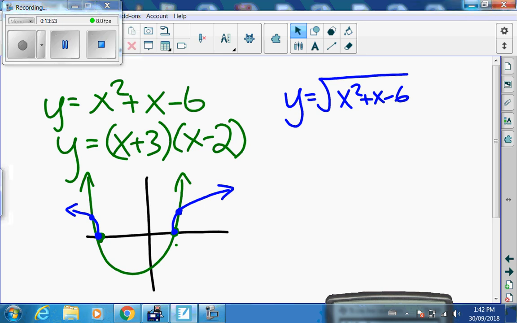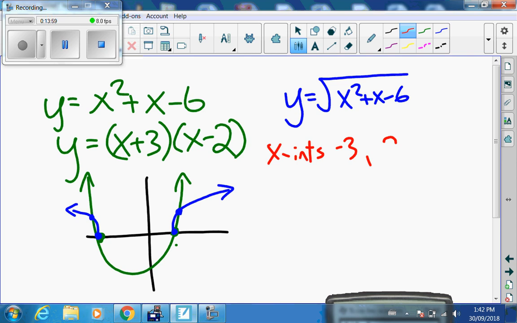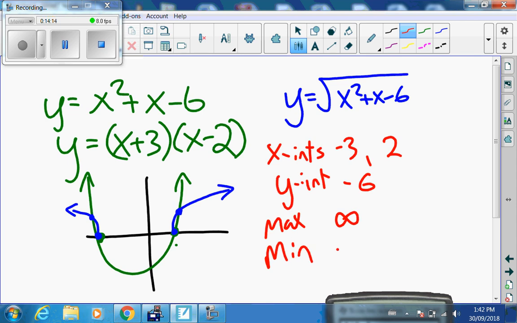Now, the x-intercepts are at -3 and +2. The y-intercept is at -6. The max value is infinity, or you could say there isn't a max. And the minimum value is, I think it's 6.25.